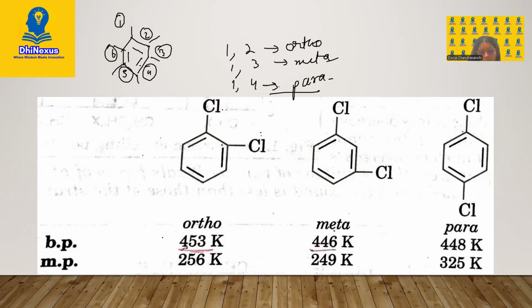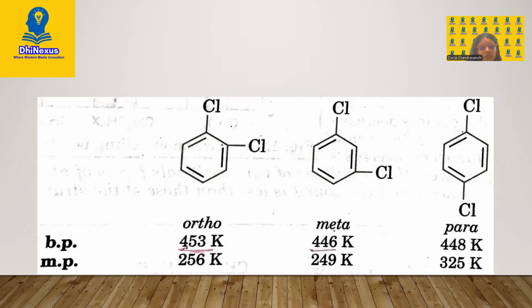So although the boiling point in all of these is pretty much the same, almost the same, you can see 453 Kelvin for ortho, 446 Kelvin for meta and para. So there's not a high difference. But in case of para, what we've seen is that the melting point is very high compared to that of meta and ortho. What is the reason?